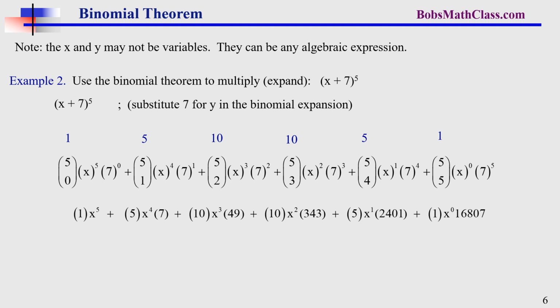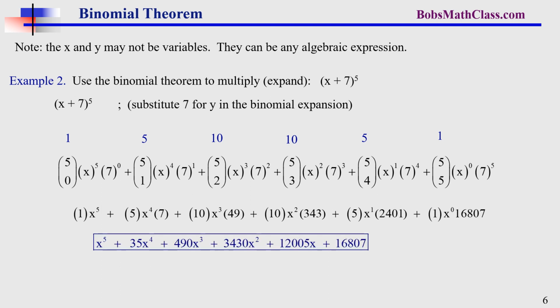So like for the third term, for example, 5 choose 2 is 10, and then 7 squared is 49, so we have 10 times 49. And in the fourth term, 5 choose 3 is also 10, and 7 to the third is 343, etc. And then simplifying that, here's our final answer.